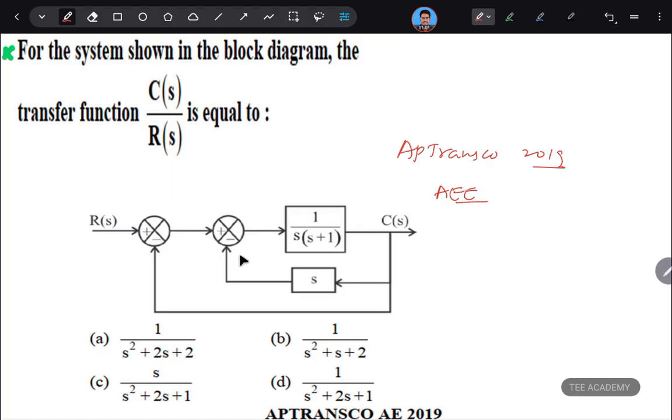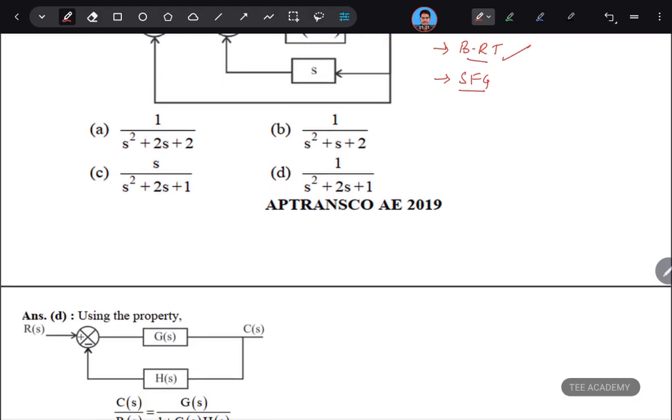This problem can be solved using two methods. The first is the block reduction technique, and the second is the signal flow graph. Either one is easy for you. Now I will try to solve this problem with the block reduction technique. Let's see the solution for this problem.